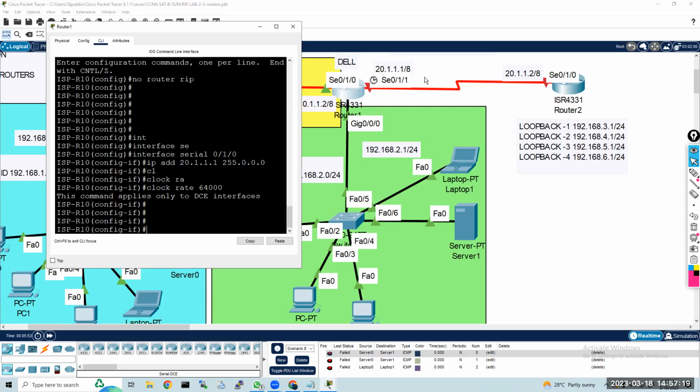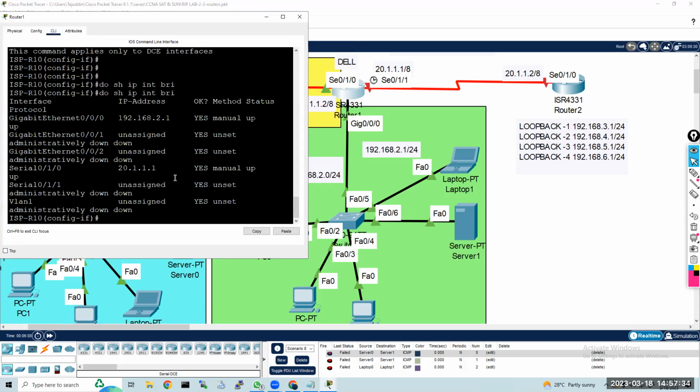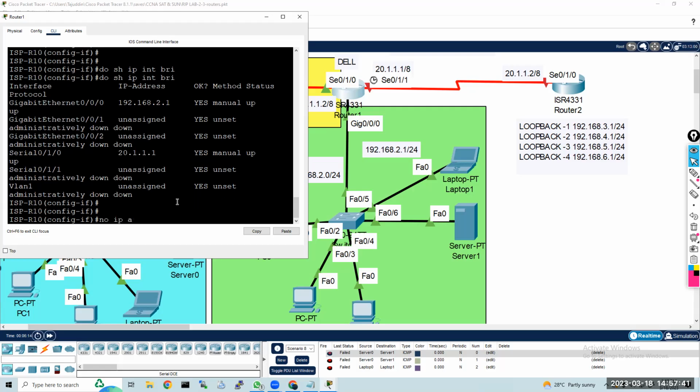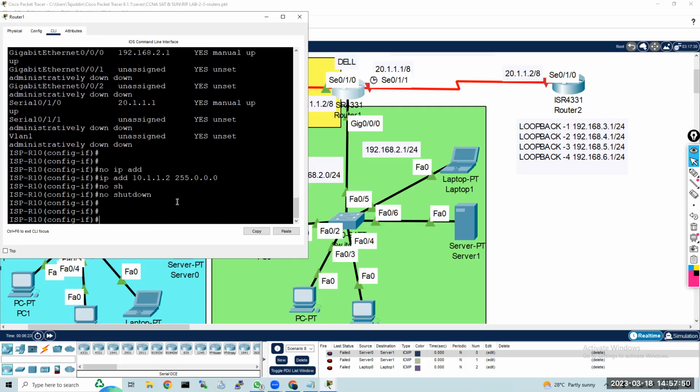See, I made the mistake because of the wrong interface. I think you will also face this issue, guys. Okay, it will be a basic mistake. Let's do show IP interface brief, because it has taken this IP address now. Okay, so what we should do: no IP address. Then IP address, that is 10.1.1.2 255.0.0.0. Yes, so give no shut.